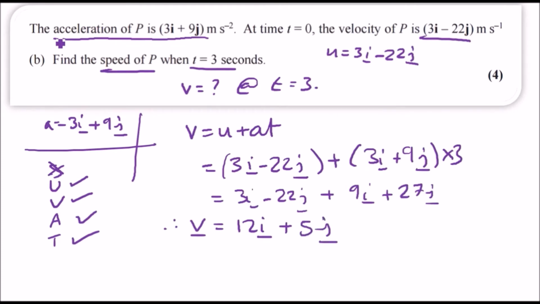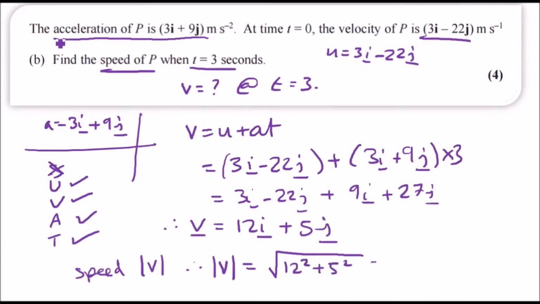And then the speed is always going to be the magnitude of v. So therefore, the magnitude of v is just the Pythagoras technique or the distance formula. So we take the square root of 12 squared plus 5 squared. Inside it should give us, in a calculator, I'm just going to go straight from my head, this should give us 13 meters per second. Work this out and see if you get the same conclusion.